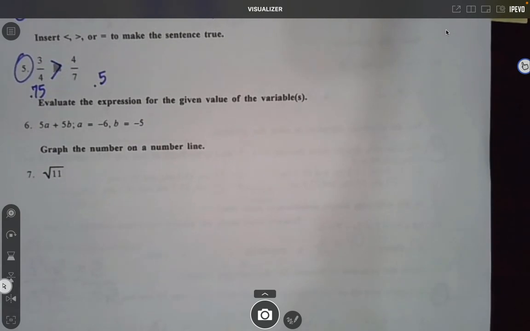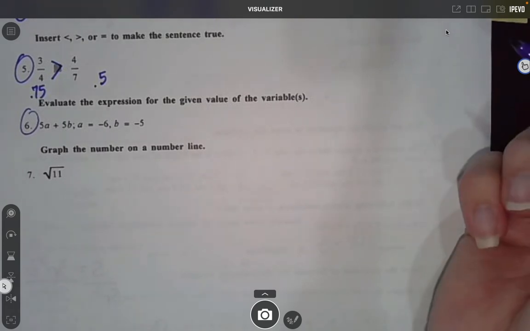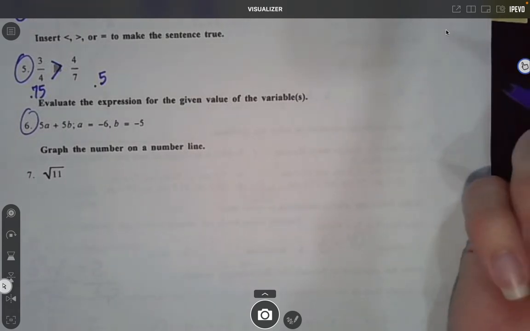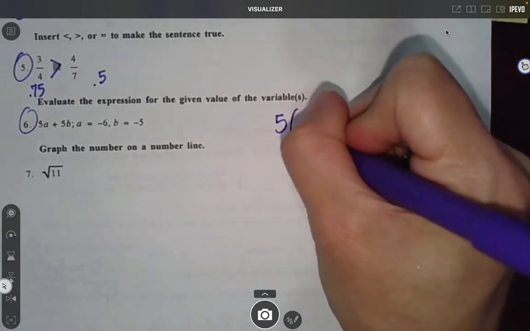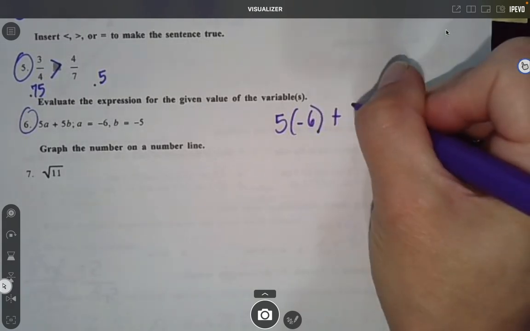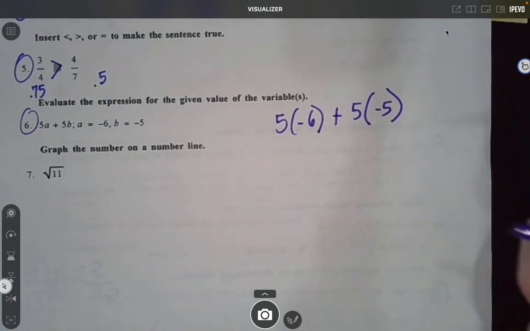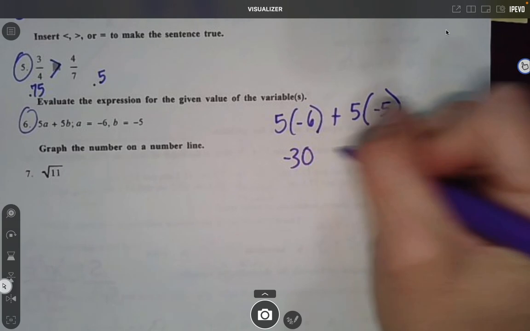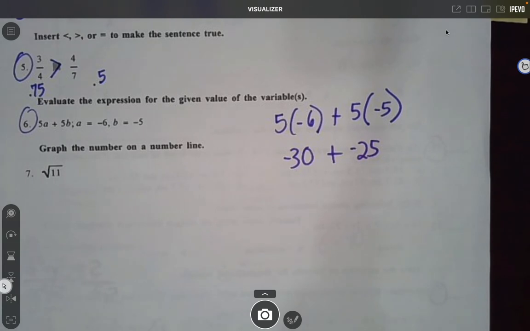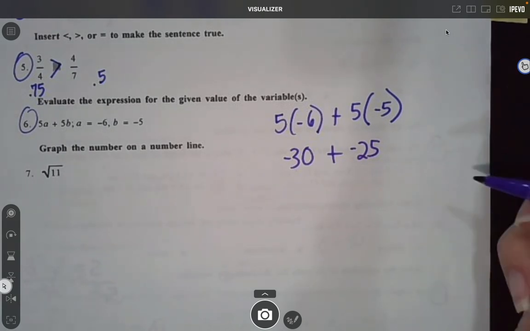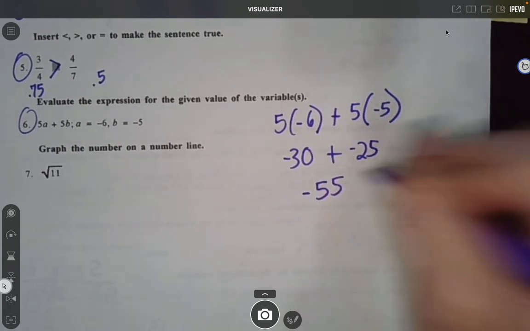All right, then the last one, let's see, is this the last one? Yeah, it's number 6 that's on there. But I might pick a few more of these to go over. So, number 6, what do you do for that one? Plug it in. It says evaluate. That means figure it out, solve it. So 5 times A, well, what is A? Negative 6, plus 5 times B. Well, what is B? Negative 5. So I'm going to figure those things out. So 5 times negative 6 is negative 30. 5 times negative 5 is negative 25. So could you just put minus 25? Yeah, same thing. And if I put that in my calculator or I use my brain, negative 55.